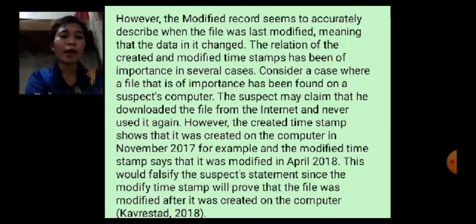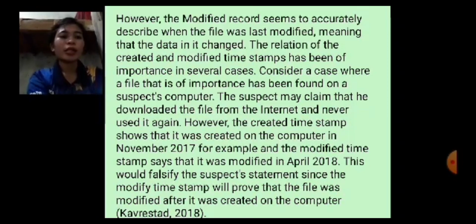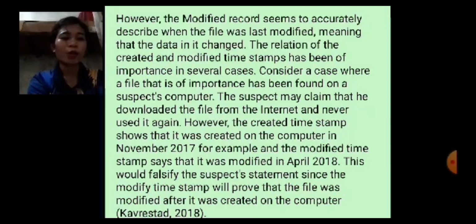However, the modified record seems to accurately describe when the file was last modified, meaning that the data in it changed. The relation of the created and modified timestamps has been of importance in several cases. Consider a case where a file of importance has been found on the suspect's computer. The suspect may claim that he downloaded the file from the internet and never used it again.